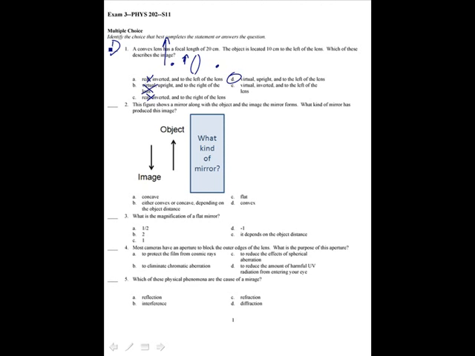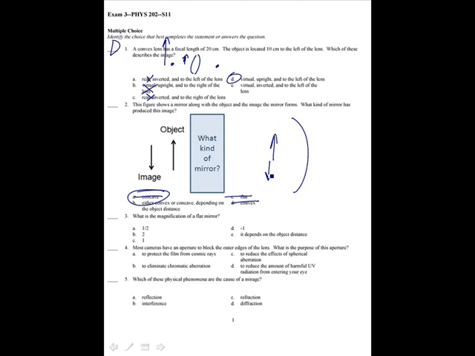This figure shows a mirror along with the object and the image that the mirror forms. What kind of mirror produced this? Well, concave only produces a virtual image. Likewise, convex only produces a virtual, and flat only produces a virtual, so it must be concave. So it's this kind of a situation where you have the object here and then the image is there.